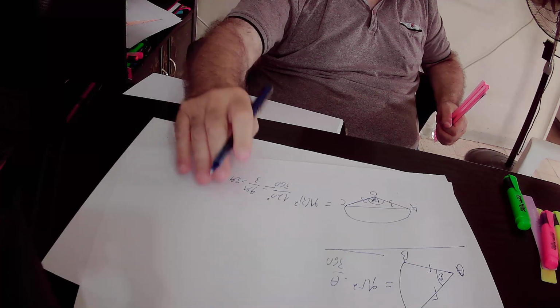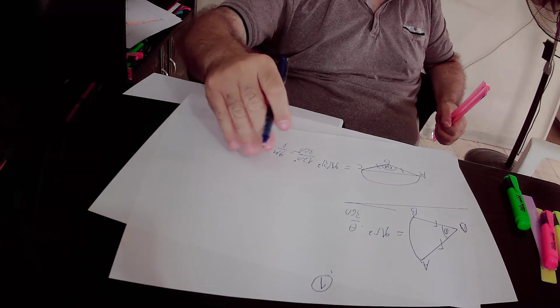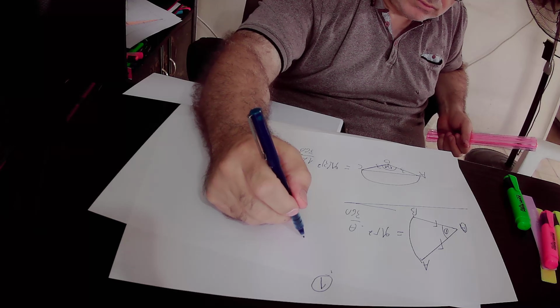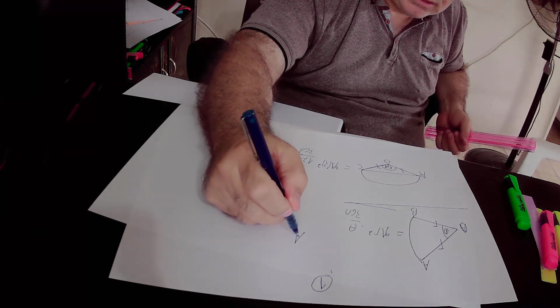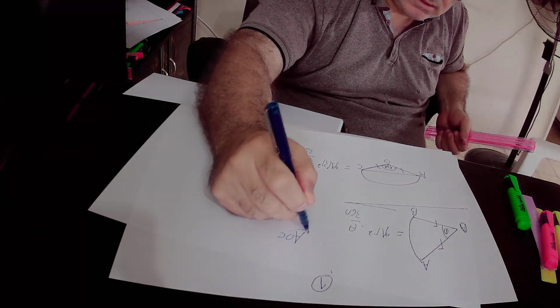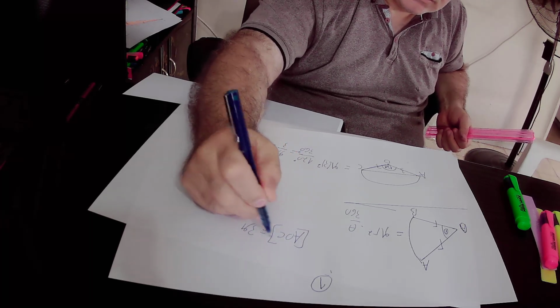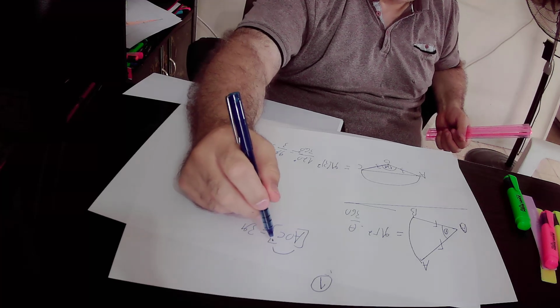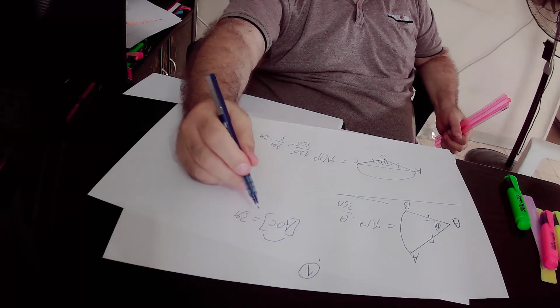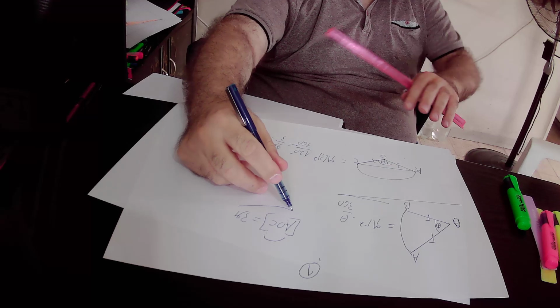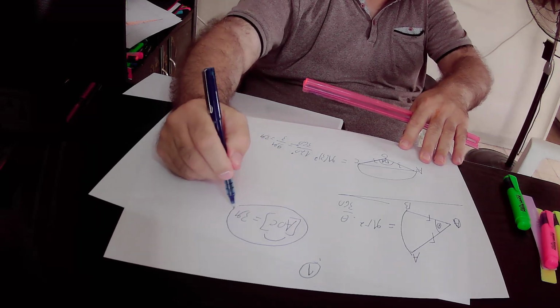So I found out that the area of sector AOC equals 3 pi square units. This is the area of sector AOC. It is equal to 3 pi square units.